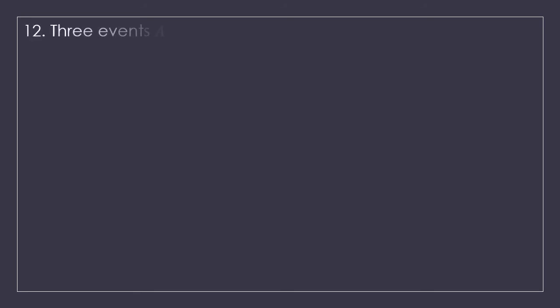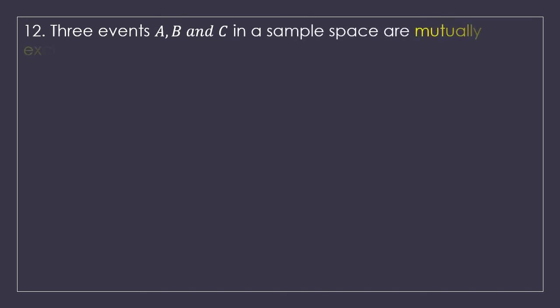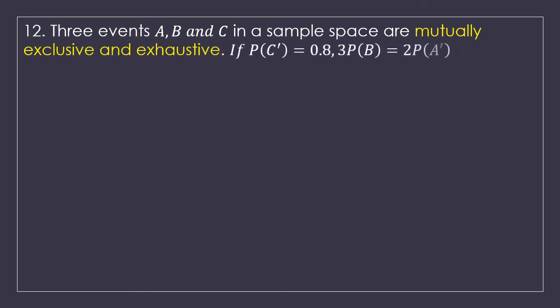Question number 12. Let's hope this is as easy as the previous one. Three events A, B and C in a sample space are mutually exclusive. Why do I think it is not that easy? Mutually exclusive and exhaustive. If P(C dash) is equal to 0.8, 3P(B) is equal to 2P(A dash), then find P(A) and P(B). Why do they like to make it so complicated?